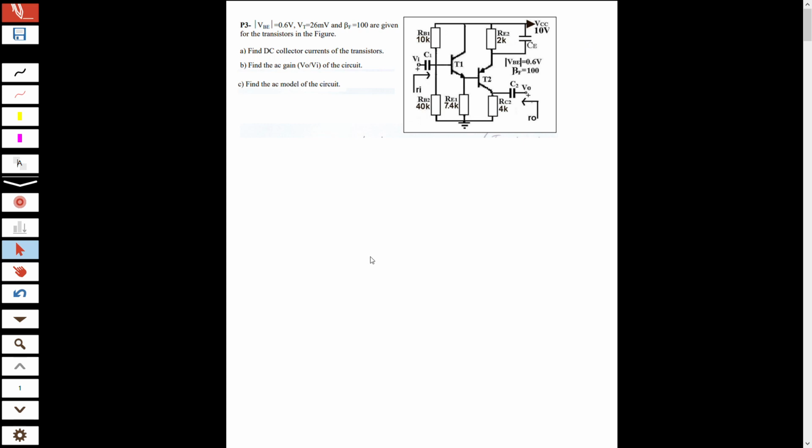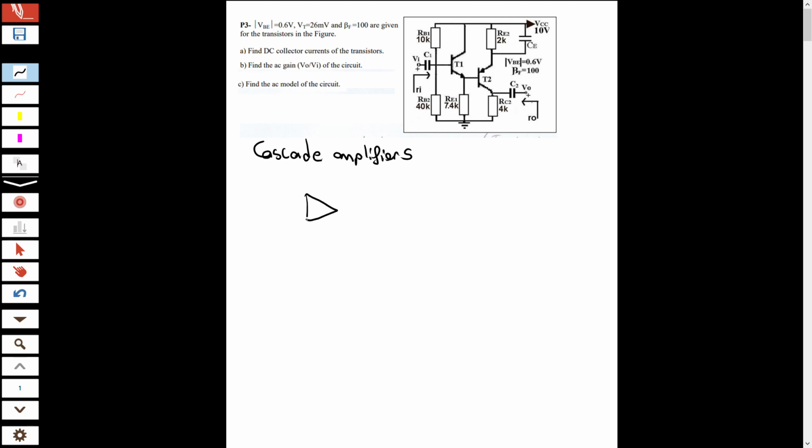Hi guys, let's continue to solve problems. In this video there is a cascade amplifier. I did not mention cascade amplifiers before, but it is simple guys. Think about it like this.